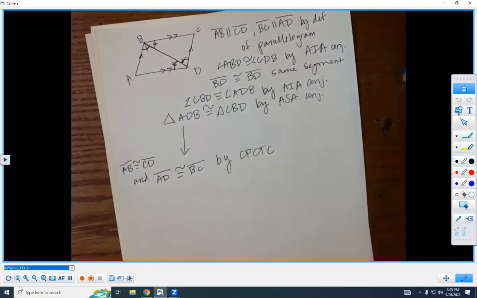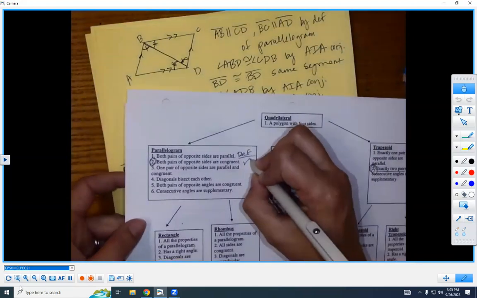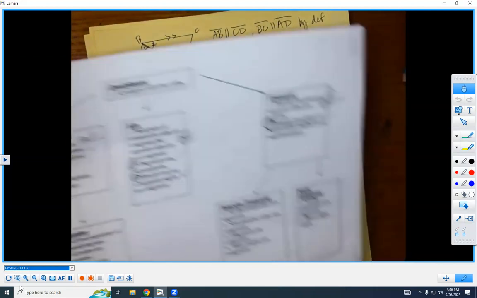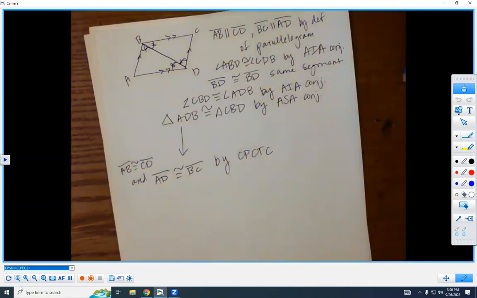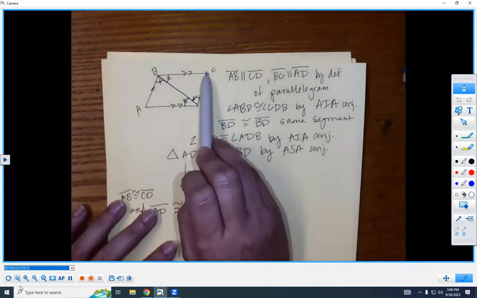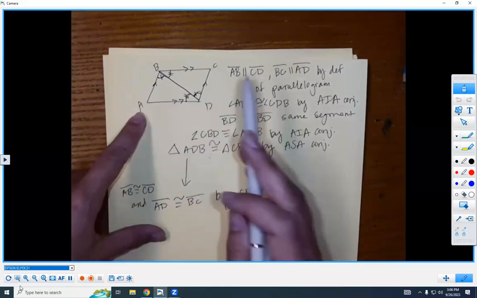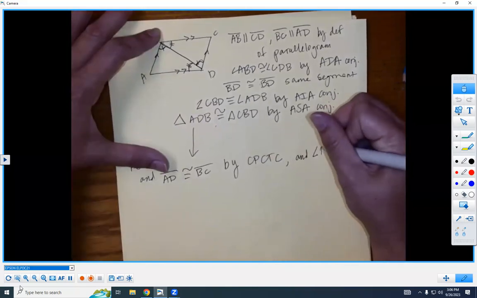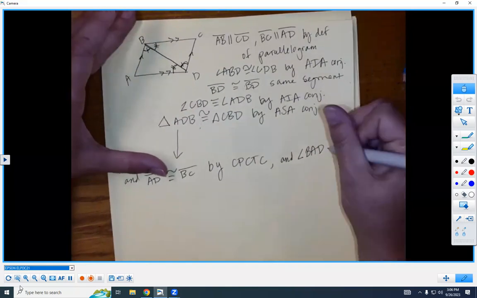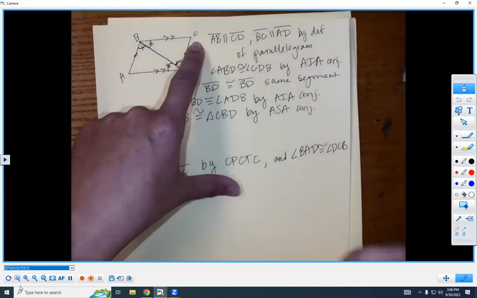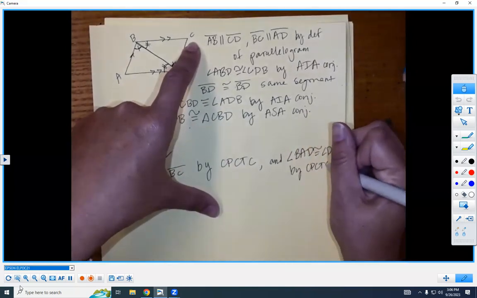So check, we proved that opposite sides are congruent. Did I also prove number 5, opposite angles are congruent? I have two congruent triangles. Can I say BAD is congruent to BCD? Yeah, because those are opposite angles. I can also say angle BAD is congruent to angle DCB by CPCTC.